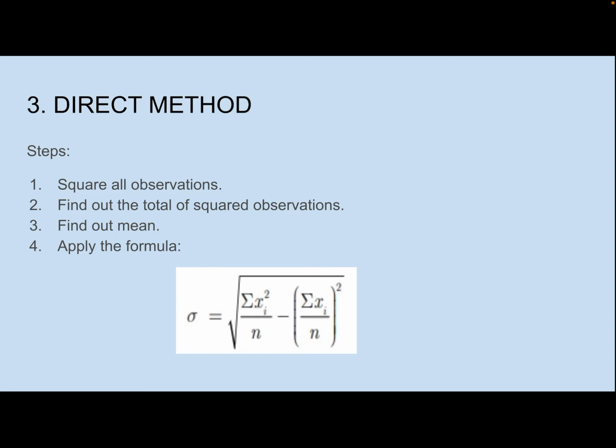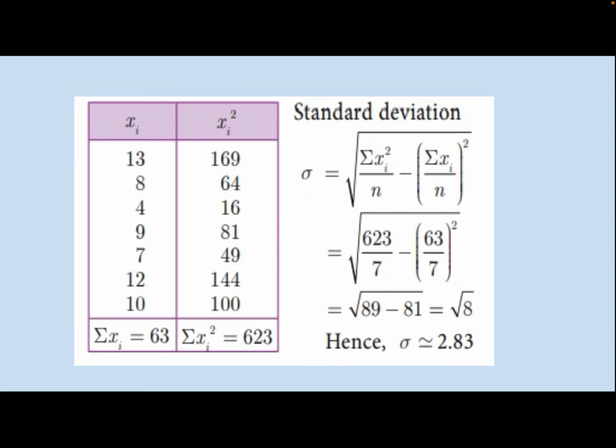As you can see, the formula is sigma x square upon n minus sigma x upon n whole square, under root. In the first column, you are given the values of x. You have just made a second column by squaring up the first column and found the total of both the columns, substituted the values into the formula. So the standard deviation is equal to 2.83 approximately.